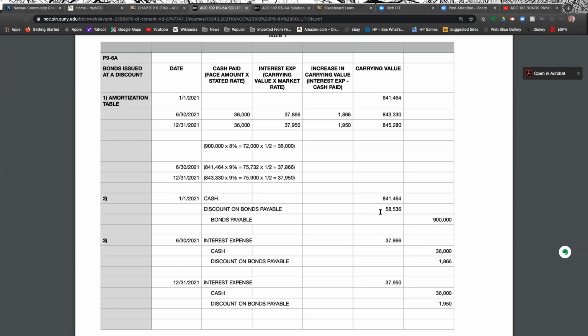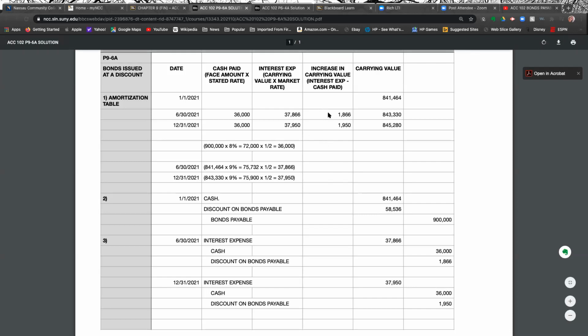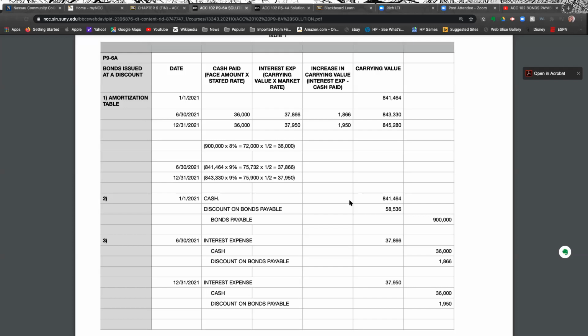And remember what discount really is. Discount is additional interest expense. So we're going to spread this $58,536 out over the 10 years, not in a straight line. I wish it was that simple, but we're going to spread it out this way. You can see, at the end of the 10 years, if you were to add up all the numbers in this increase in carrying value column, it would come out to that $58,536. So what is discount really? It's additional interest expense.